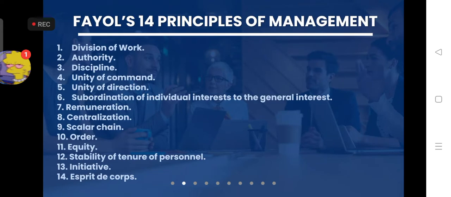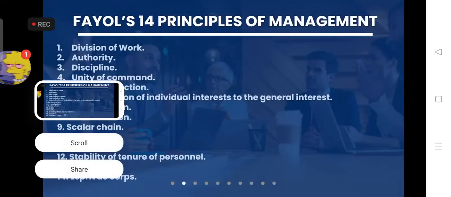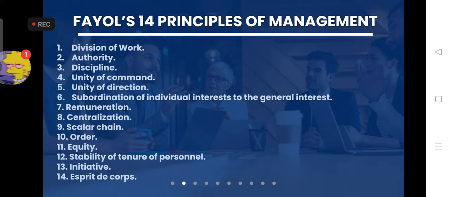So first is the division of work. Division of work is that specialization increases output by making employees more efficient. Second is the authority. Managers must be able to give orders, and the authority gives them this right. The employees are expected to comply and exercise their tasks responsibly.